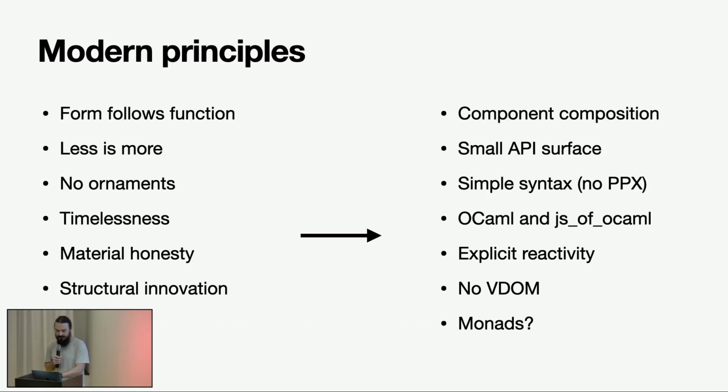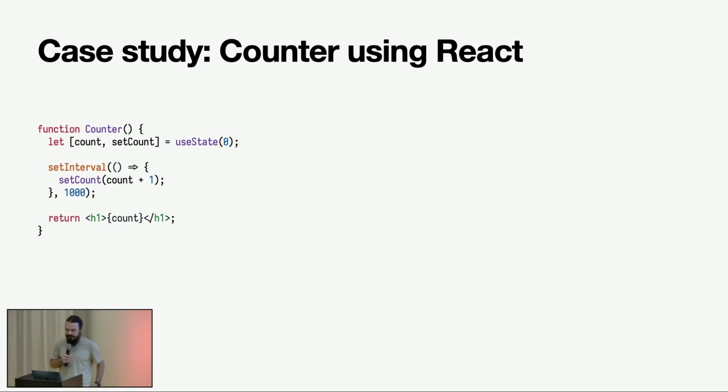Okay, so to talk a bit more about the explicit reactivity bit, I wanted to show you one example. And this is React, you know. This is like the contemporary architecture, so to say. Modern architecture, isn't it? Well, let's see how modern it is.